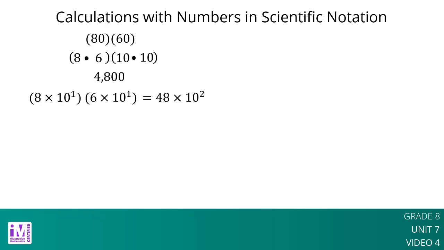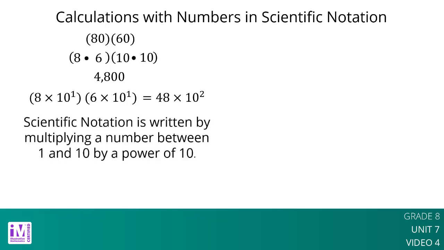To express the product in scientific notation, recall that scientific notation is written by multiplying a number between 1 and 10 by a power of 10. So we would rewrite 48 times 10 to the second power as 4.8 times 10 to the third power.